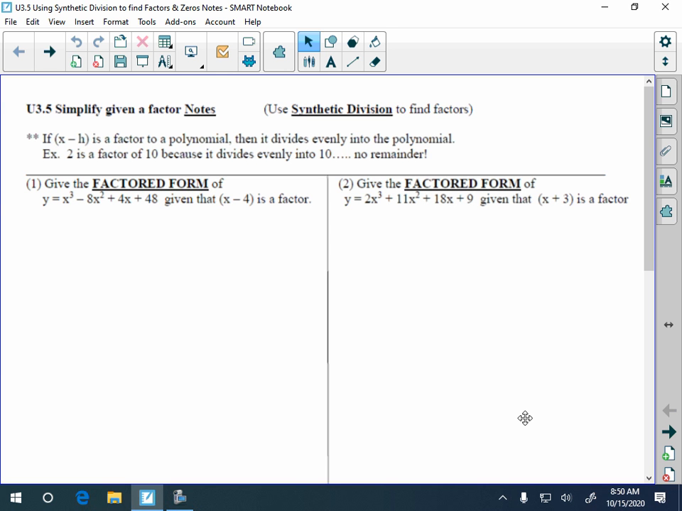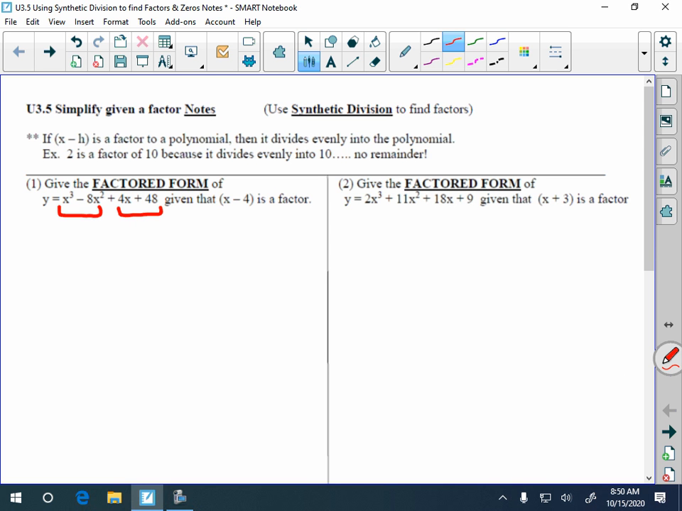All right, so let's look at some of these. So we're going to be factoring these. So we have this polynomial, x to the third minus 8x squared plus 4x plus 48. And so it is a 4-term polynomial, and we want to factor it, right? But it doesn't factor by grouping. And so I can show you why it doesn't factor by grouping really quick.